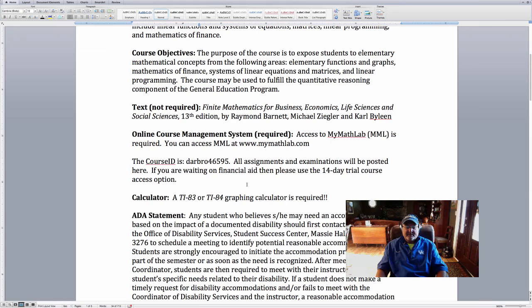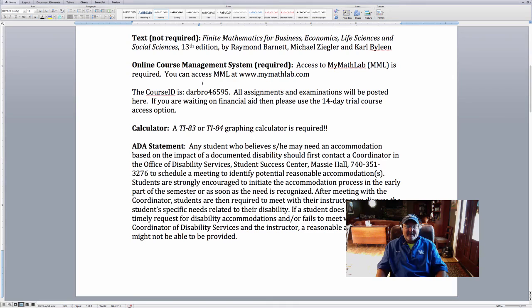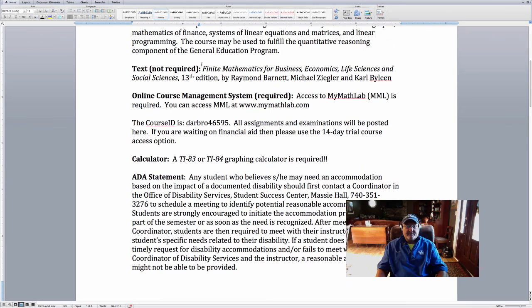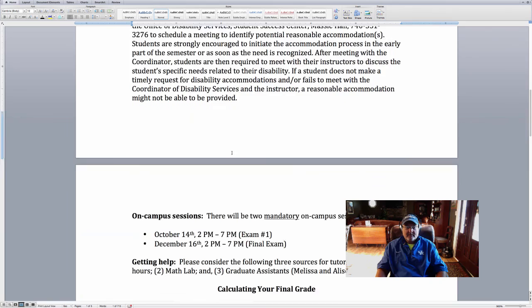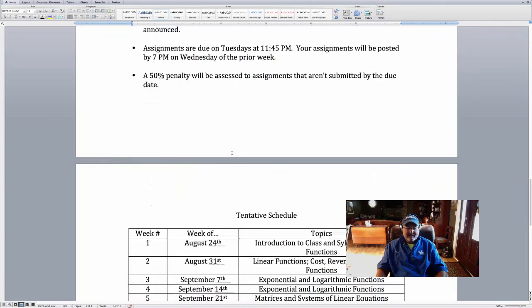So, guys, you got to get the calculator. You have to have MyMathLab. The textbook is not required. I will never say, go to page 22 and read those three pages. And if we do, there's an electronic version of the textbook on MyMathLab called an ebook. So, guys, there's the course code. You're going to need that to register for MyMathLab. And I think everything else is just going to play out nicely.